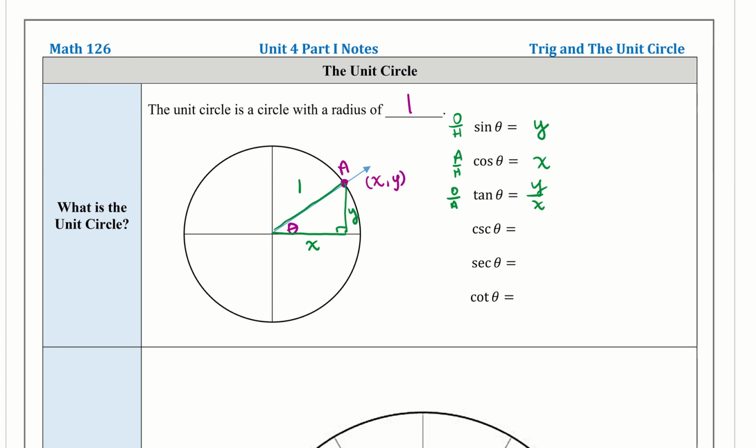Cosecant, you might remember, is the reciprocal of sine. Since it's the reciprocal of sine, it's hypotenuse over the opposite. So this would be 1 over y. Secant is the reciprocal of cosine. So that's the hypotenuse over the adjacent, 1 over x. Cotangent is the reciprocal of tangent, so it's adjacent over opposite, so it's x over y. And so as soon as we know the coordinates of any point, we can find these 6 trig functions, the 3 base trig functions and their reciprocals, just by knowing what x and y are.